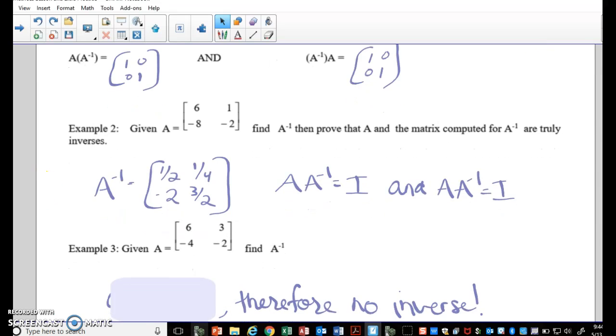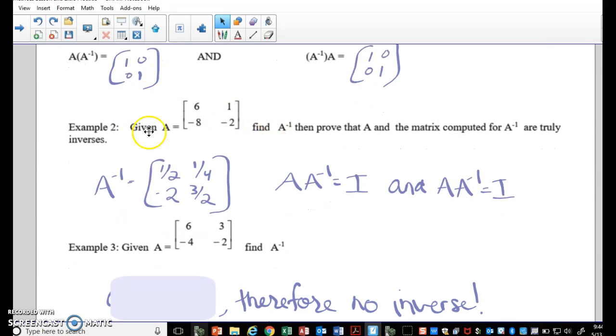So you're going to find the determinant of A, 6 times -2 minus 1 times -8, right? That goes on the outside. Then what do you multiply that by? Well, you switch your A and your D, and you make your B and C negative. Okay, so try that out and see if you get the same matrix that I got.